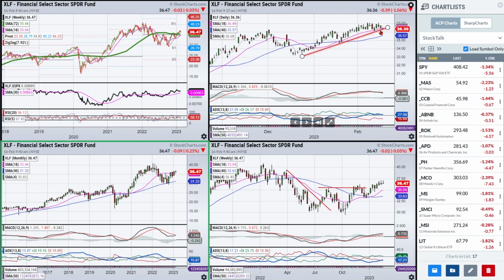Now it looks like we might be breaking this trend line on the daily chart, but we have underlying support at 35 from the 18 week, which is rising. And look at this, again, this is kind of interesting. If we draw this in, we know that the trend line on the weekly coincides with the 18 week.